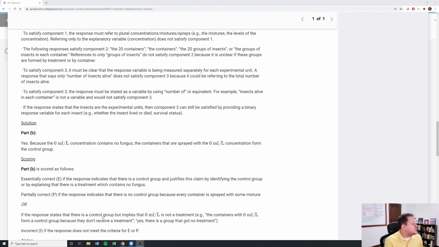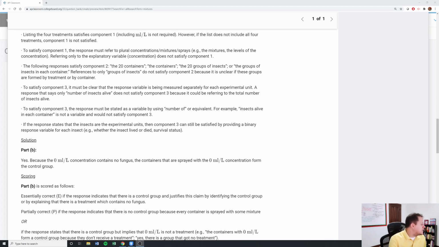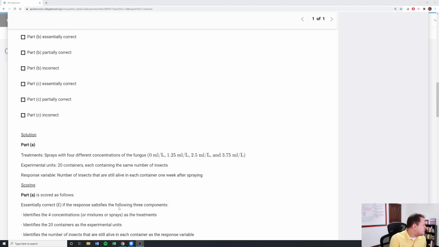Or if you're right and you say there is, but you say that this is not a treatment. It is still a treatment. It just doesn't have that active ingredient in it. Okay, and it's incorrect if you don't get either one of those.